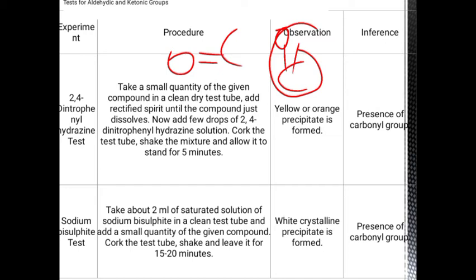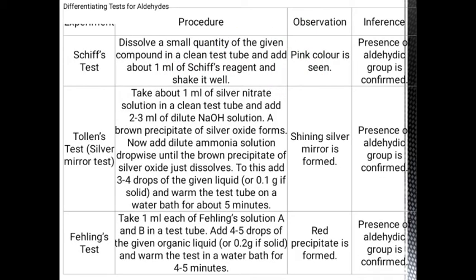The first test is the 2,4-dinitrophenylhydrazine test. Aldehyde and ketone will also give colorful experiments. If we identify the C double bond O, that is the carbonyl group, we have to confirm whether it is an aldehyde or ketone. First we will do aldehyde tests: Schiff's test, Tollens test, and Fehling test. The Tollens test is also known as the silver mirror test. It is a very interesting test, a very beautiful experiment, you can see that.